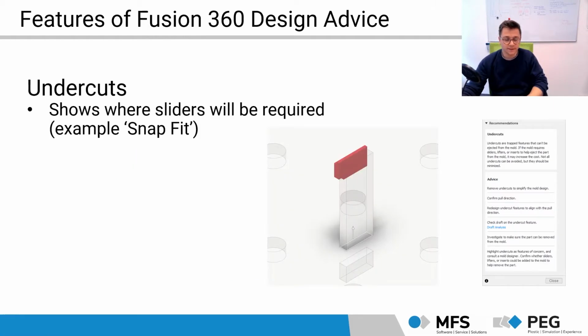Yeah, the next one is undercuts. As you can see with our snap fit here, there's obviously an undercut there. So you will need to have a slider inside your tool. And this is being shown as the red area here. So we know there will be a slider below the snap fit.